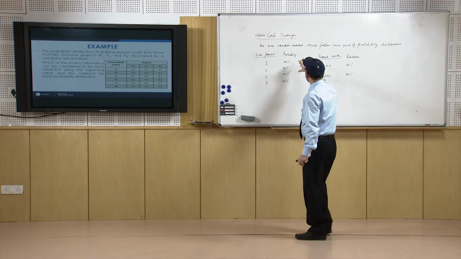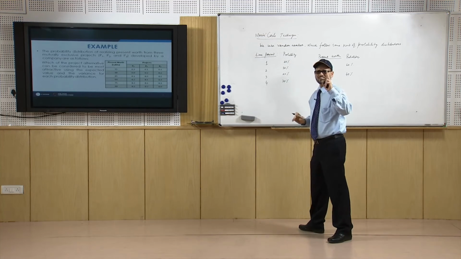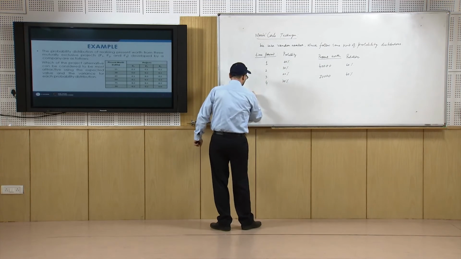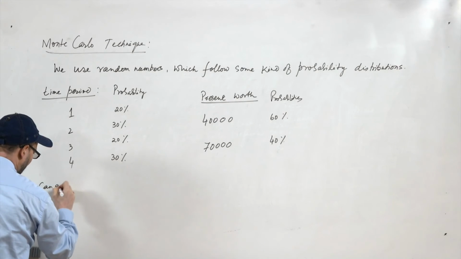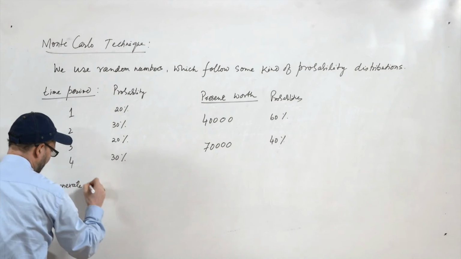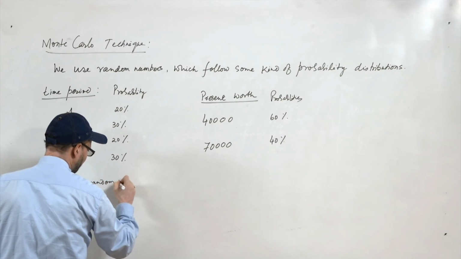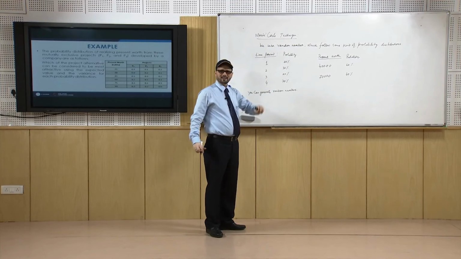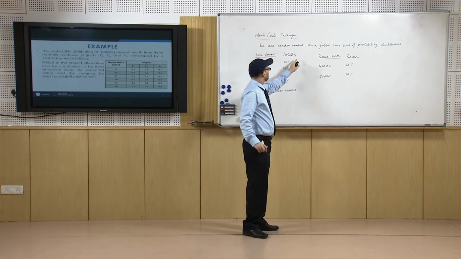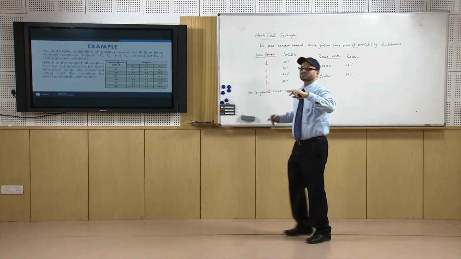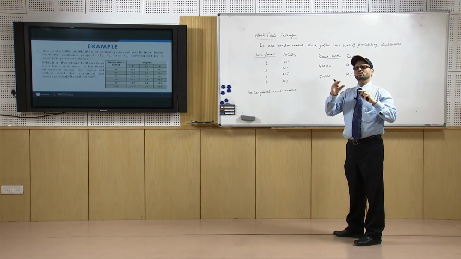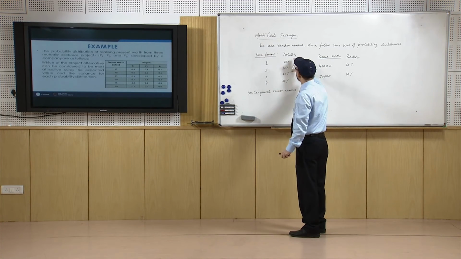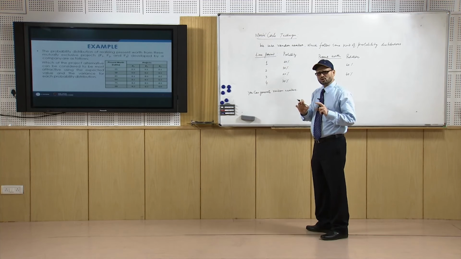So you can generate uniformly distributed random numbers. Now, if you are generating a random number between 0 and 100, basically you will generate a random number between 0 and 99. There are 100 random numbers. So if this is 100%, you can generate the random numbers from 00 to 99.